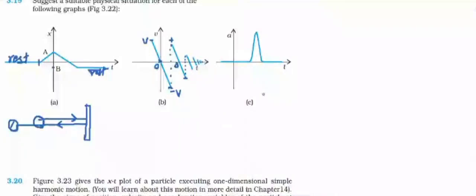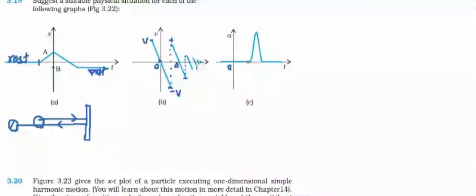Now come to graph C. You can see here it is an acceleration time graph. The acceleration time graph is a straight line, which means it is a straight line along the axis also. So we can consider the initial acceleration is 0.